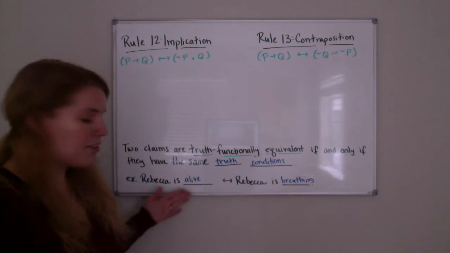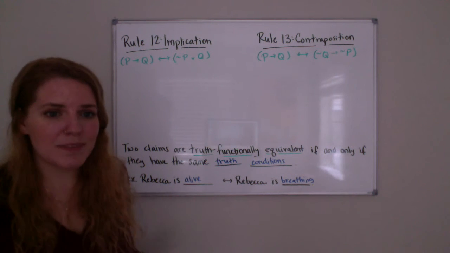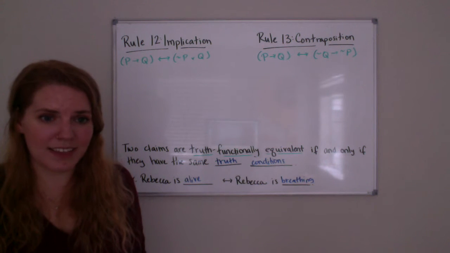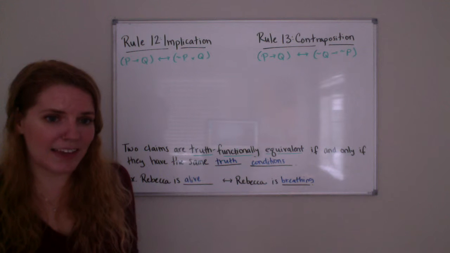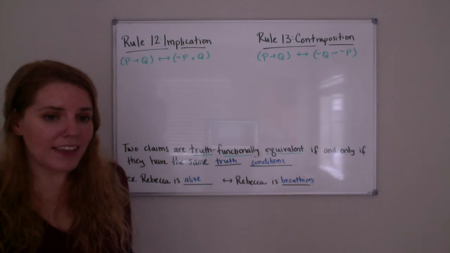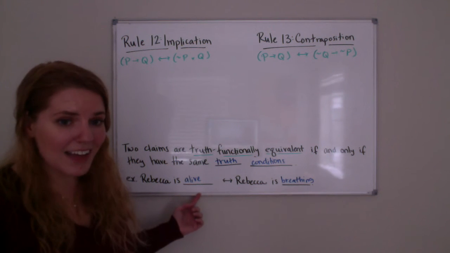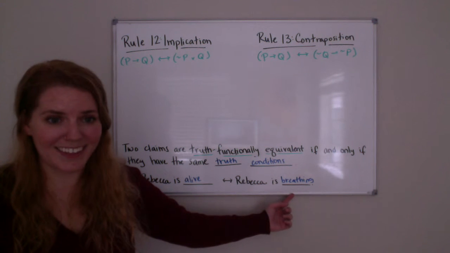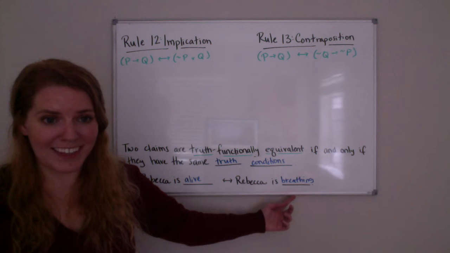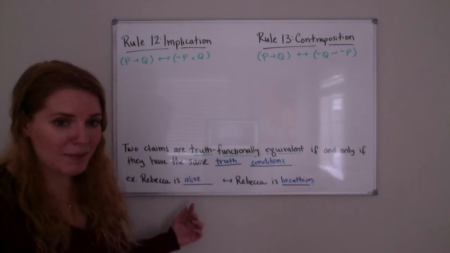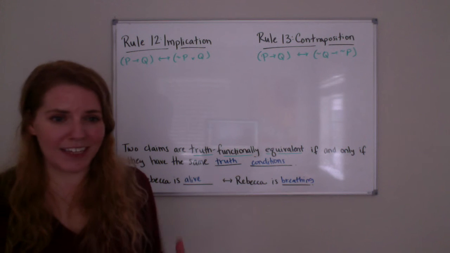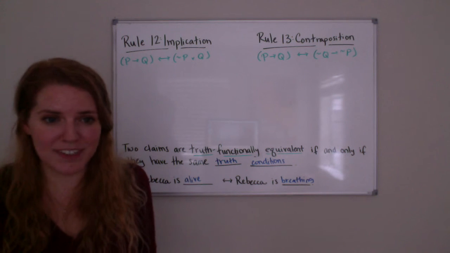So if it's the case that Rebecca is alive, then it has to be the case that Rebecca is breathing. And if it's the case that Rebecca is breathing, then it has to be the case that Rebecca is alive. Yet, if it's the case that Rebecca is not alive, then it would have to be the case that Rebecca is not breathing. And if Rebecca is not breathing, then it has to be the case that Rebecca is not alive. We're not talking about what ifs, like in the zombie apocalypse or something.